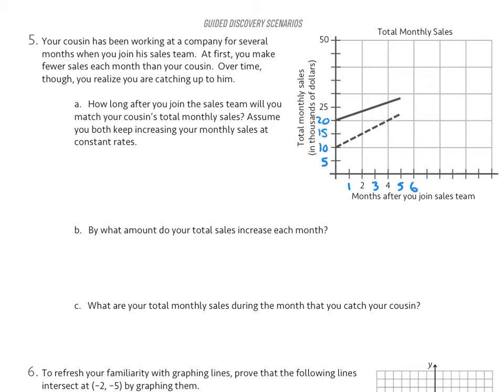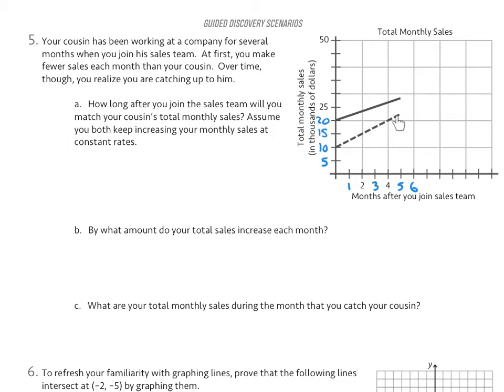Now I can look at the dashed line and the solid line. You join after your cousin, and your sales are fewer. So yours is the dashed line because you start off making a lower amount of monthly sales. Your cousin is at a higher amount. But if you look at the gap here and the gap here and the gap here and the gap here, you can see the gap is getting smaller because you are catching your cousin.